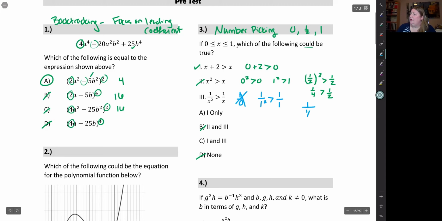1 over 1/2 squared. Is that greater than 1 over 1/2? Well, as we said, 1/2 squared is 1/4. And to deal with these complex fractions, what I'm going to remember is that dividing by a fraction is the same as multiplying by the reciprocal. So 1, instead of saying dividing by 1/4, I'm going to say times 4 over 1.